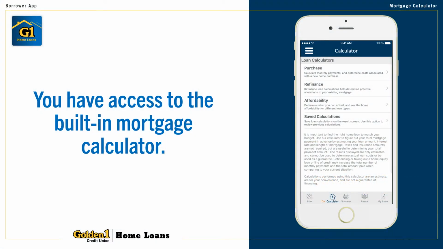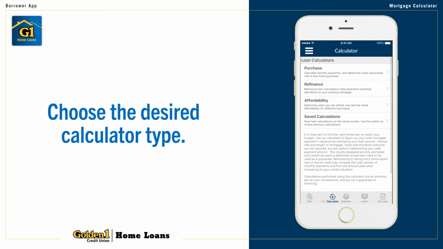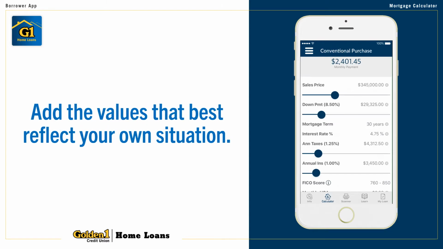From the app, just like your loan officer, you can have access to the built-in mortgage calculator. Start by choosing the desired calculator type, and then the specific type of loan. By adding in the values that best reflect your own situation, you can get a picture of a loan scenario that works best for you.